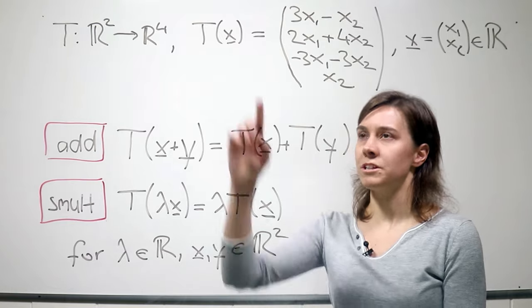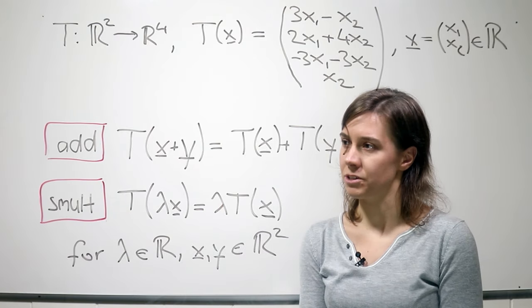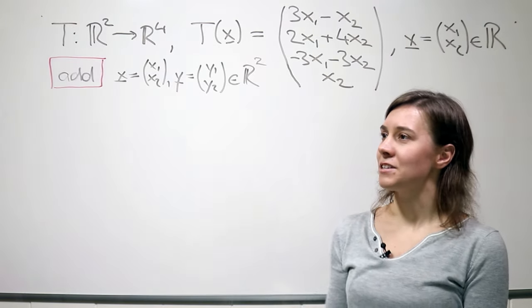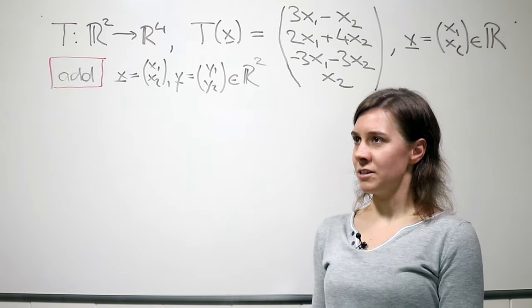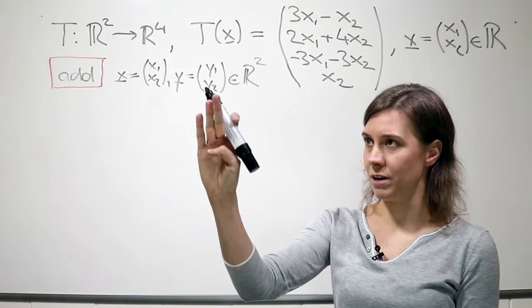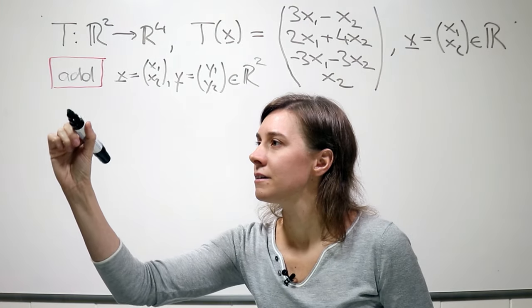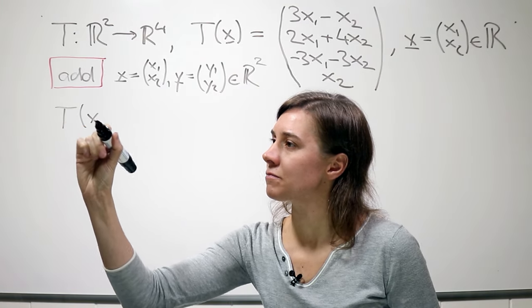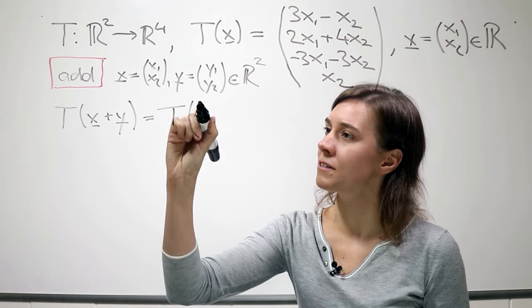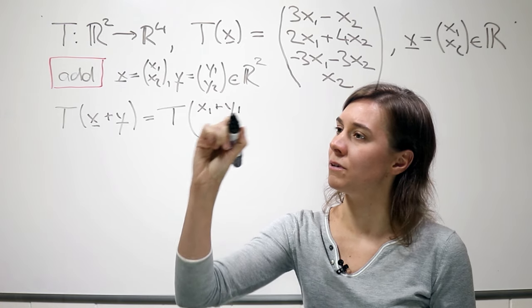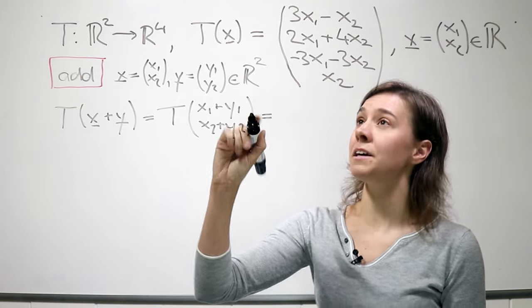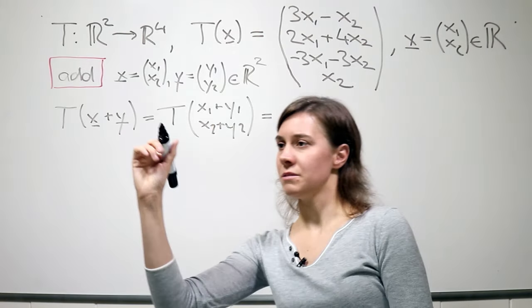So that's what we're going to do for this given map T. We're going to check whether these two conditions hold. Okay, so first we're going to check the addition condition. We're going to take two vectors, x, which is x1, x2, and y, which is y1, y2, and we'll look at T of x plus y, which is T of x1 plus y1 and x2 plus y2. And then we plug it into this map to see what this gives.